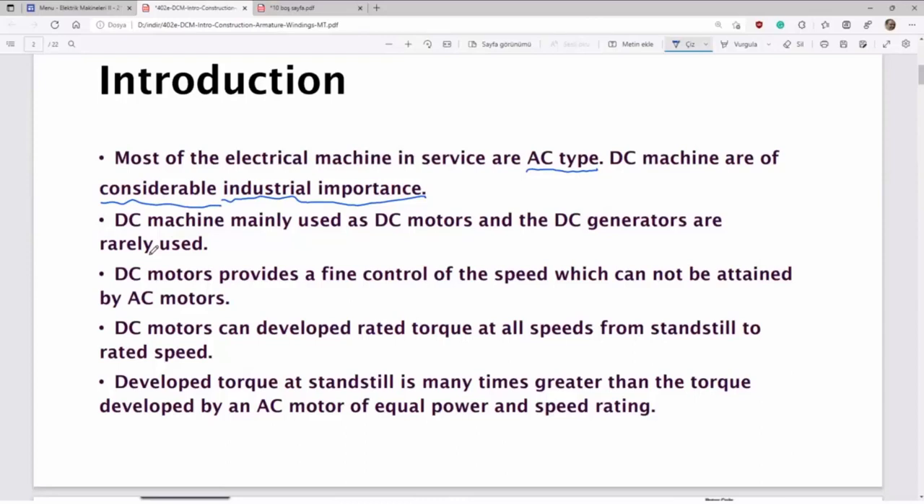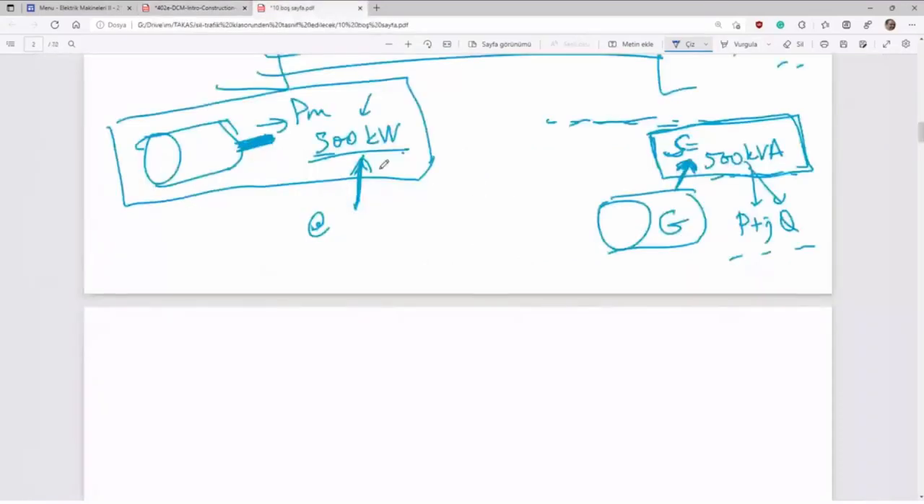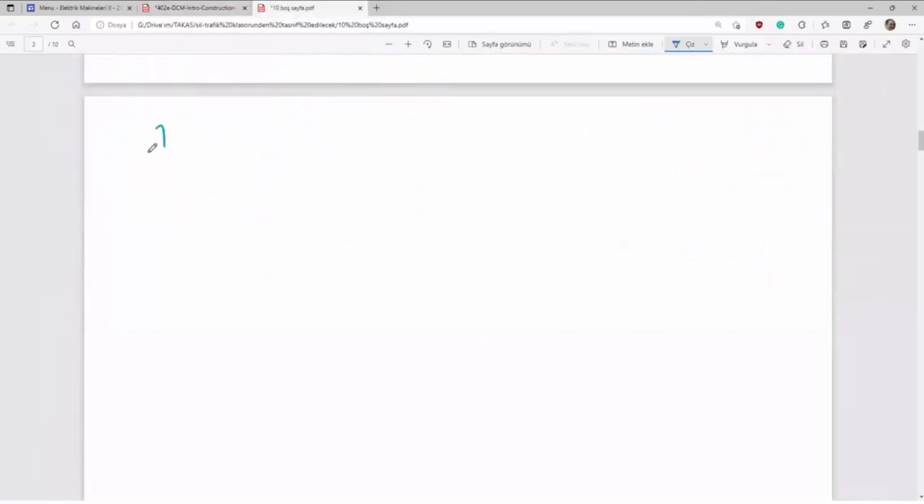We will talk later. DC machine is mainly used as DC motors and DC generators. I mean, DC machine is mainly used as DC motors. And DC generators are not very common today. They are rarely used because today there is no difficulty in producing DC. Generating DC is easy today.